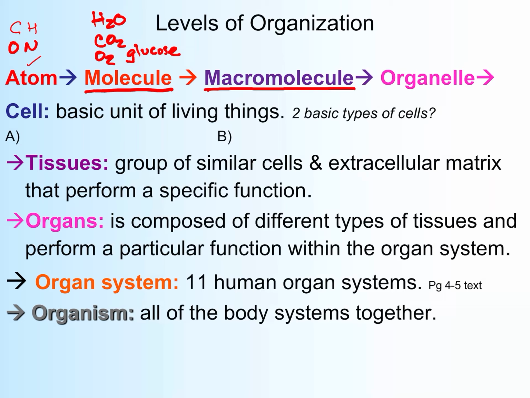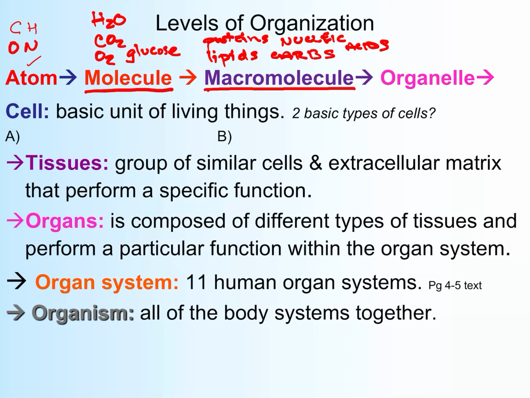So this is again review from Bio 3. Remember, our macromolecules are proteins, lipids, carbohydrates, I'm just going to put carbs, and then nucleic acids, like DNA and RNA. So those are the 4 macromolecules.